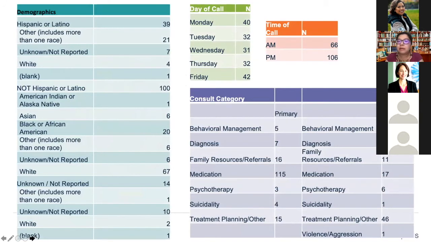So just a little bit more data. We've been collecting data on demographics of the patients who are being consulted on, the time of day and day of the week that the call happens, and also the consult category. You might notice that medication is the number one question that PCPs ask us about. And that's not surprising because that is sort of what's in the PCP toolbox.